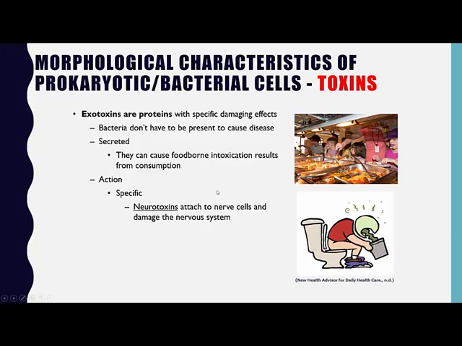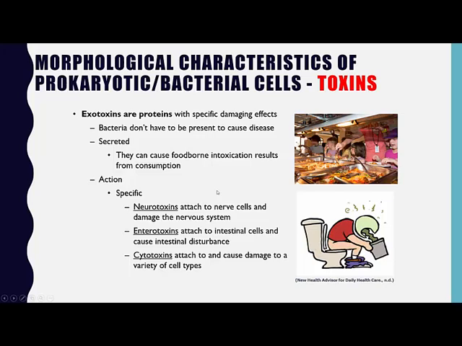They attach to specific cells in the human. Some of these exotoxins are neurotoxins, meaning they attach to nerve cells and damage the nerve cells and therefore the nervous system. Can cause paralysis. Some of these exotoxins attach to the intestinal cells. We call those enterotoxins. They attach to intestinal cells and cause intestinal disturbances. This is what we call the double bucket flu. It's not really flu. Flu is a virus, but there you go. Cytotoxins means that these toxins attach to and cause damage to a variety of cell types.